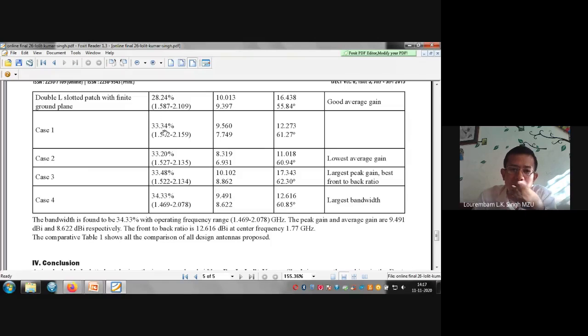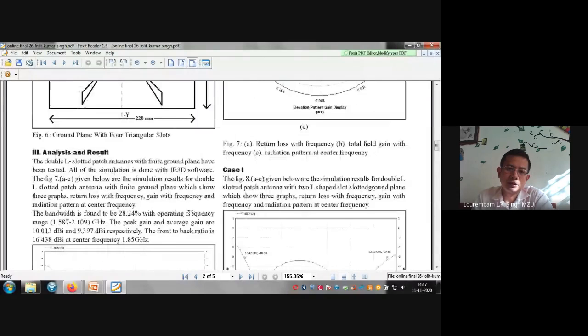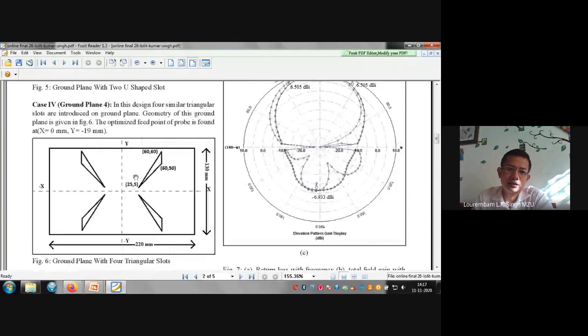28.24% is the bandwidth. Now with the different shapes, it has moved up to 33.34, 32.24, and 33.48, and the best one which we have obtained is 34.3% with case number 4. In this case, with this kind of structure, we found the largest bandwidth.